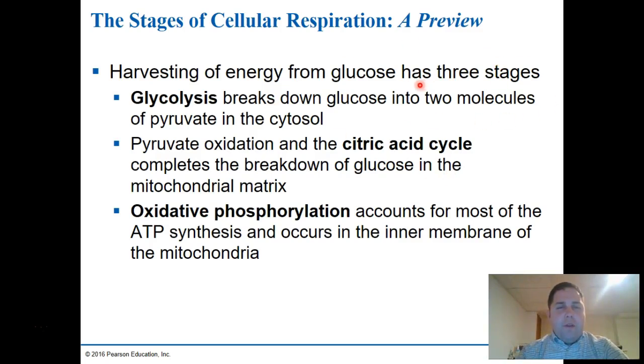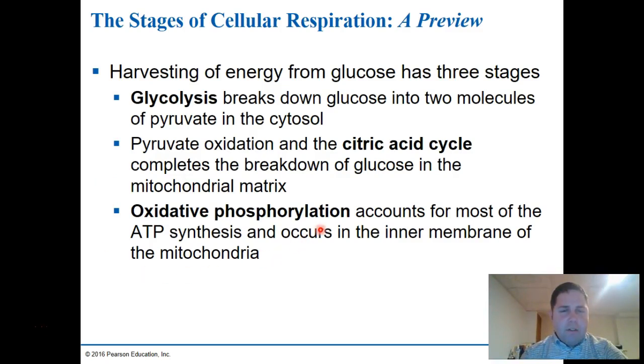So to preview the three processes we're going to talk about for cellular respiration, we start with glycolysis. Glycolysis is going to break the glucose down into 2 molecules of pyruvate. So 6-carbon thing going to 3-carbon thing. And then we're going to go through pyruvate oxidation and the citric acid cycle, which is going to take our 3-carbon things into 1-carbon things, which is carbon dioxide. Carbon dioxide will then leave as the most oxidized form of carbon in this cycle.